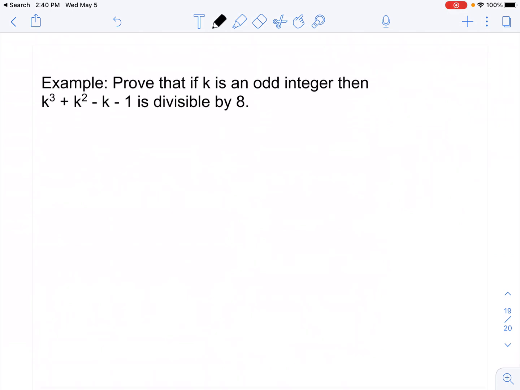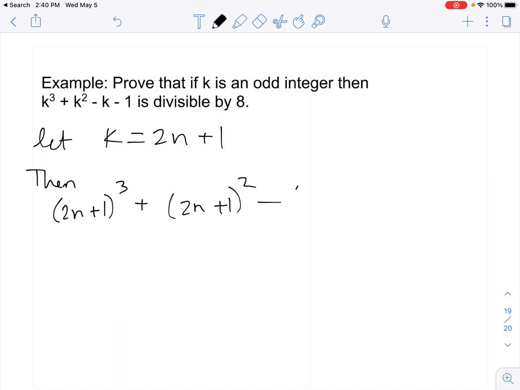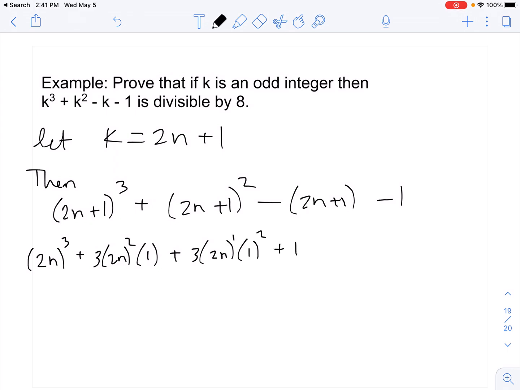Last example, prove that if k is an odd number, then k cubed plus k squared minus k minus 1 is divisible by 8. So we're going to let k be equal to the odd number 2n plus 1. Then we would have 2n plus 1 cubed plus 2n plus 1 squared minus 2n plus 1 minus 1. And if we cube this, we get 2n cubed plus 3 times 2n squared times 1 plus 3 times 2n to the first times 1 squared plus 1 cubed. And if we square this one, we get 2n squared plus 2 times 2n times 1 plus 1.